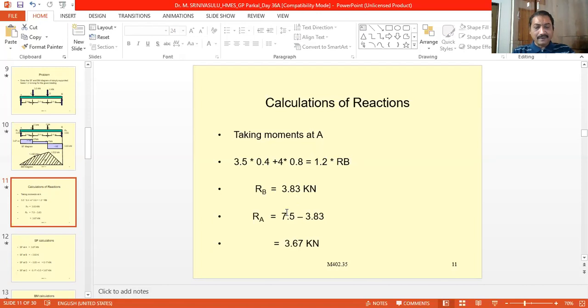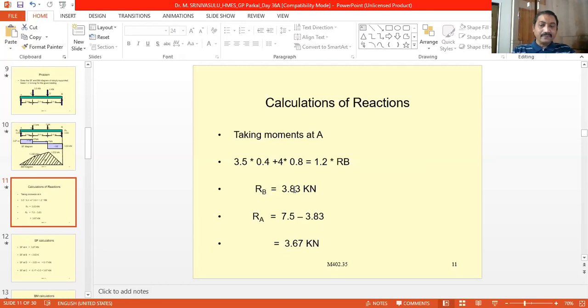Now we know from equation 1, that is the algebraic sum of the vertical forces must be equal to 0, that RA plus RB is equal to 3.5 plus 4, that is 7.5. Therefore RA is equal to 7.5 minus RB. So 7.5 minus 3.83 is equal to 3.67 kN. So now we got the RA value and the RB value.